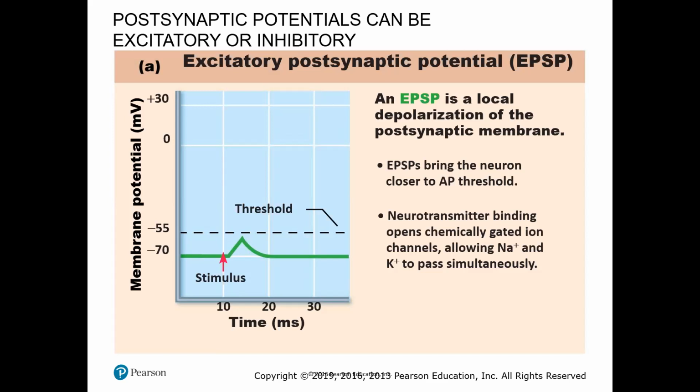What membrane potential are we going to get in the downstream neuron? So are we going to get threshold or are we going to get nothing? If we release an excitatory neurotransmitter into the synaptic cleft, we will open up sodium gates and we'll get a localized depolarization. If we get enough neurotransmitter in the synaptic cleft to open up enough sodium gates, we will eventually reach threshold.